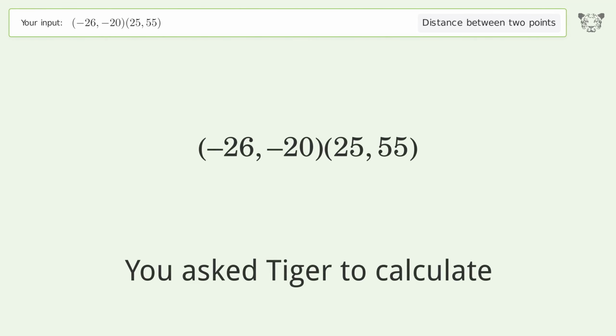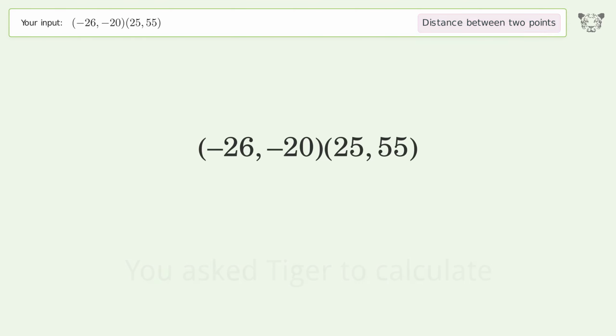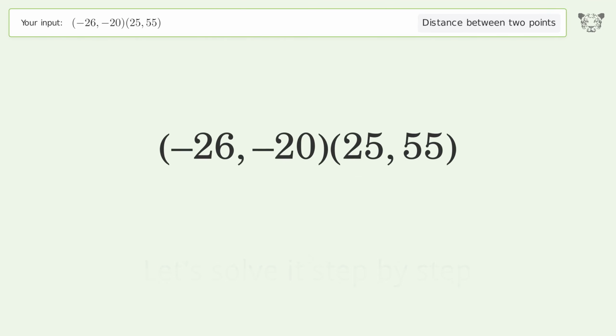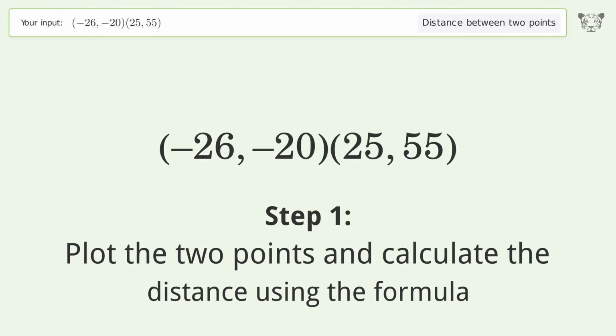You ask Tiger to calculate. This deals with the distance between 2 points. The distance between the 2 points is the square root of 8,226, or 90.697. Let's solve it step by step. Plot the 2 points and calculate the distance using the formula.